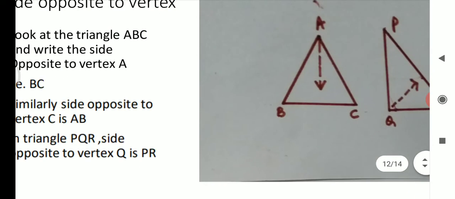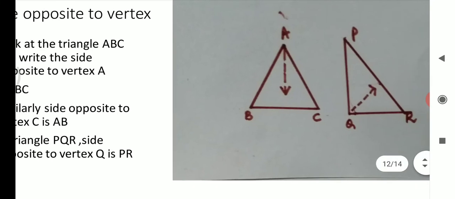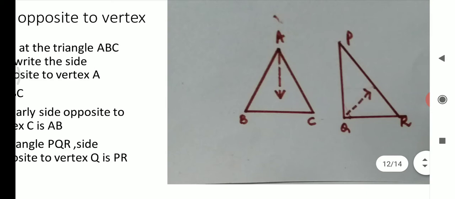Look at the triangle ABC. The side opposite to the vertex A is BC. If we are given vertex C, then the side AB will be opposite to the vertex C, right? In triangle PQR, vertex Q, the side opposite to the vertex Q is PR. If we have R as a vertex, then side PQ will be opposite to this vertex R.